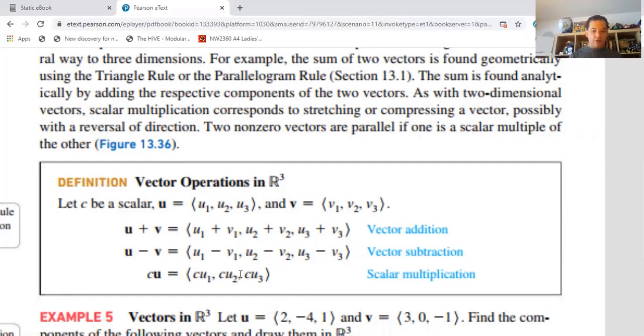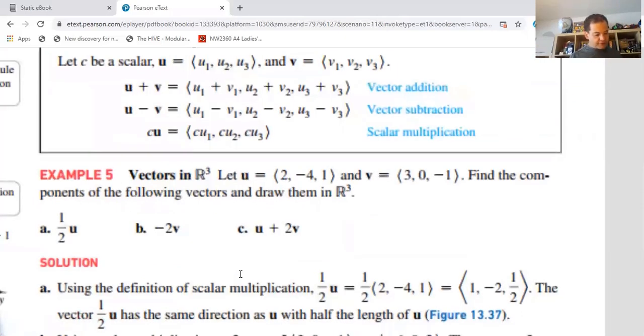All right? So to finish for today, let's take a look at this example 5. So we have now these two vectors in 3-space. The vectors 2, -4, 1, and that's u, and the vector v, which is 3, 0, -1. And we want to find out half of u, -2v, and u plus 2v.